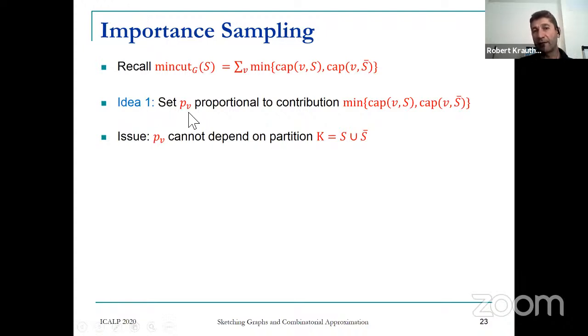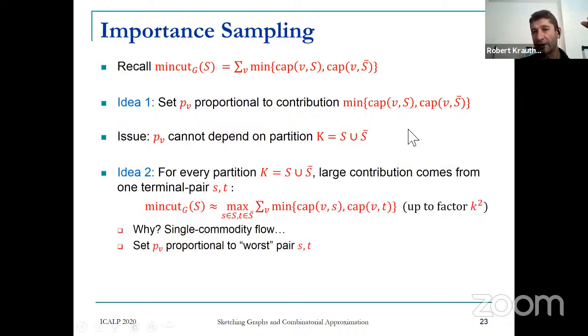So the first idea is to set P_V proportional to how much it contributes. The problem is that this contribution depends on S, and we have 2 to the k choices for S. So you want to get around this and fix P_V independent of S. The second idea is that you can approximate this contribution by looking at single-commodity flow. Instead of looking at S and S bar, we look at every possible pair of terminals, S and T, and think of wanting to separate them. How much degree does this vertex V have to S and to T? It's a small calculation to show that, up to a factor of k squared, this approximates the importance.